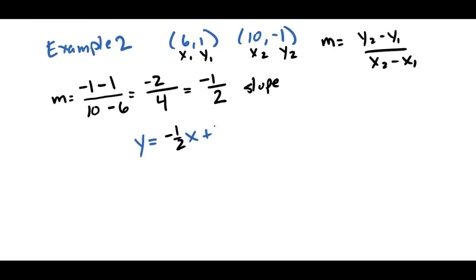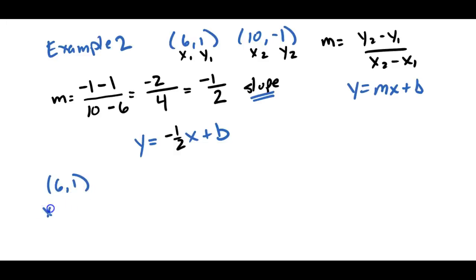x plus b, right? Because that's the other equation that we have to keep in mind. y is equal to mx plus b, right? So we figured out what m is. We figured out what the slope is. Now we need to figure out what b is. So I'm going to take one of my 2 ordered pairs. I'm going to try the ordered pair 6, 1.